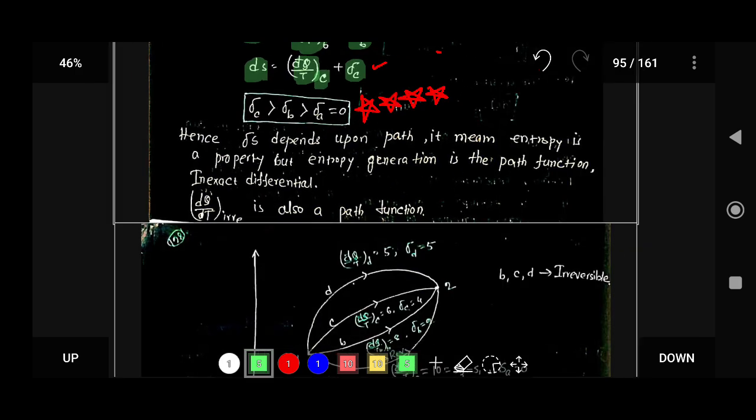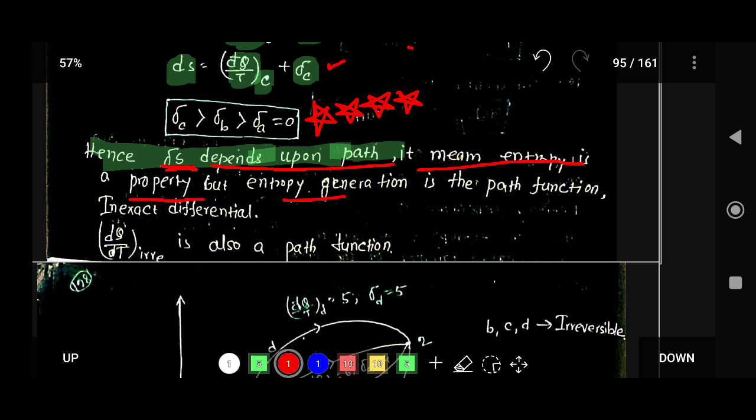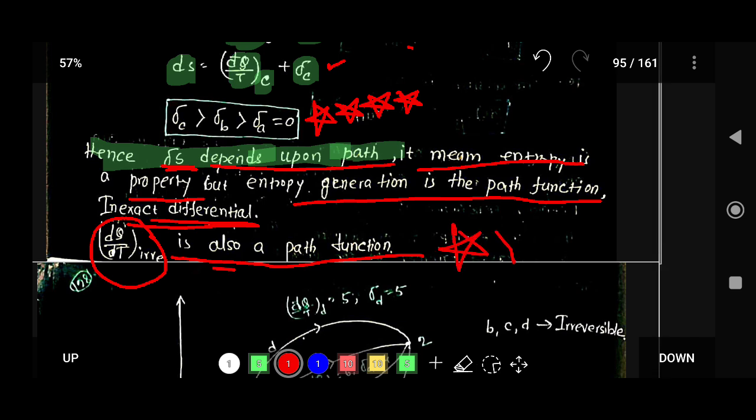You have to remember this data. Hence, delta S, that is the entropy generation, depends upon the path. It means entropy is a property, but entropy generation is a path function, that means an inexact differential. So that is why del Q by T for an irreversible process is a path function. Very important, remember this: del Q by T for irreversible is also a path function.